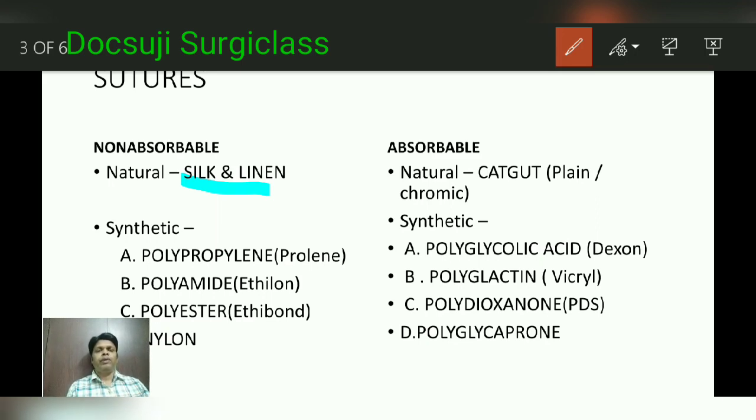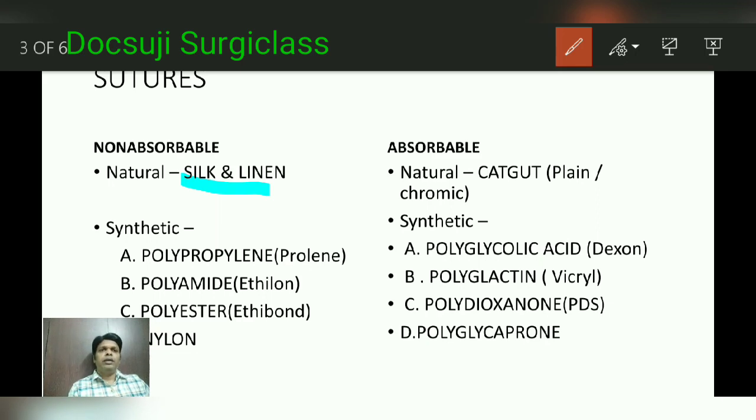Number one is polypropylene, the brand name is Prolene. Polyamide, the brand name is Ethilon. Polyester, that is Ethibond. And finally nylon. These are all non-absorbable synthetic materials.